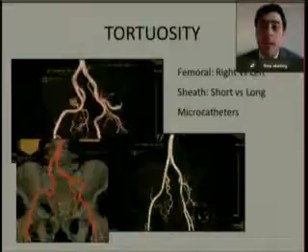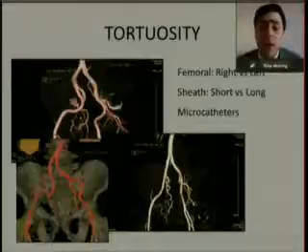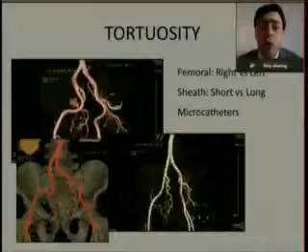And we also can study the tortuosity and plan our procedure. If we go from the right on the left side, if we use a short or long sheath, or what kind of microcatheter we're going to use in each specific case.